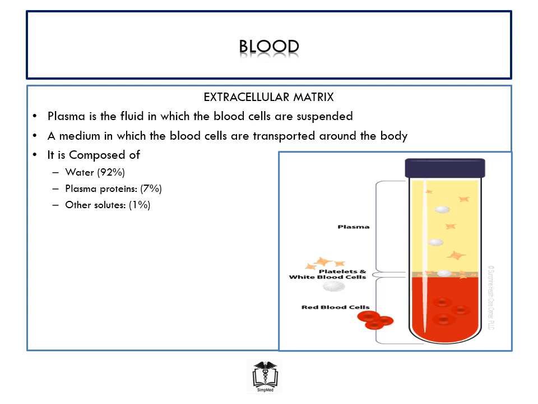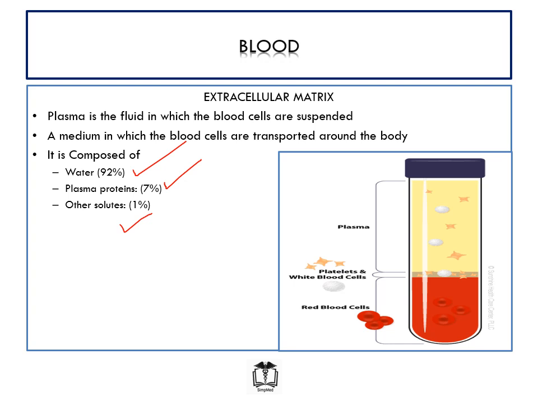It's composed largely of water. 92% of plasma is water. Then plasma proteins as well. Proteins are found within plasma in large amounts. And then solutes. Solutes range from ions to carbohydrate molecules to fatty molecules. All these are solutes found within blood. So about 92% is water, about 7% is protein, and then about 1% is solid.